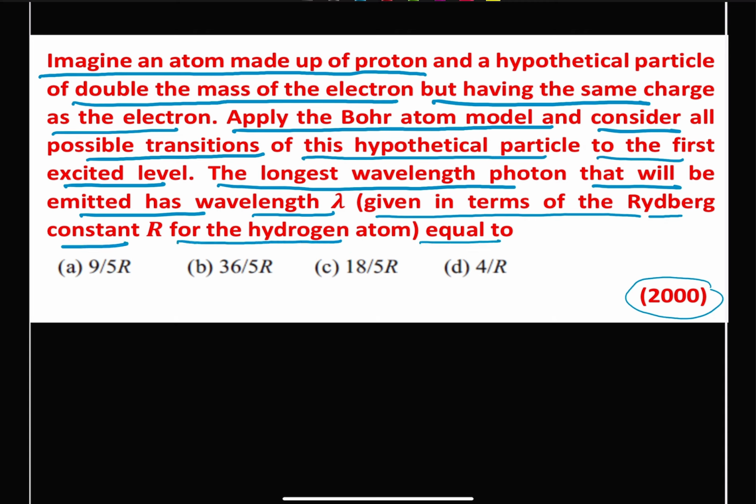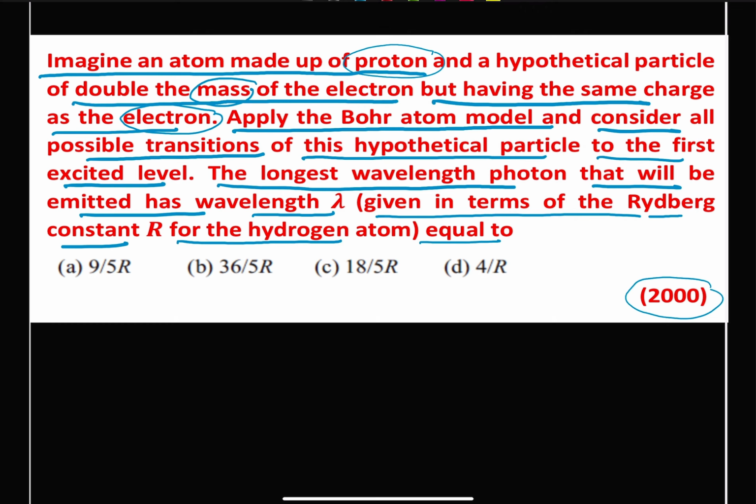So we are here going to find out the wavelength in terms of the Rydberg constant, that is our value of R. And we are given that we are having an atom. It is made of a proton and hypothetical particle which is having a double the mass of electron but charge is same, that of electron.